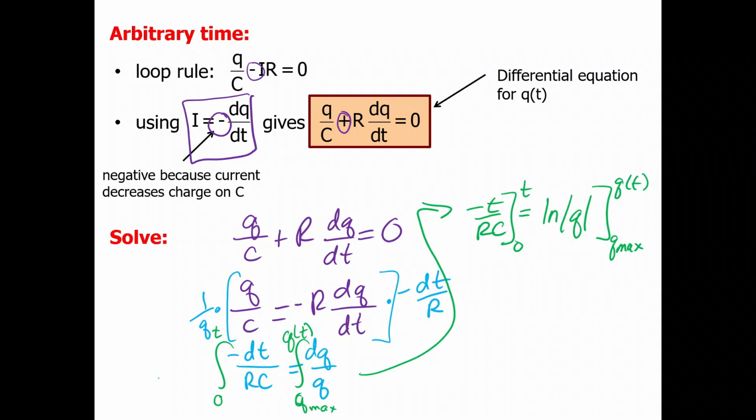So that's one thing you have to really be careful of, the limits on this one, because we're starting off charged. On the left, that does end up being negative t over rc minus 0 over rc, so that term just goes to 0. And then we get the ln of the absolute value of q of t minus ln of the absolute value of q max.